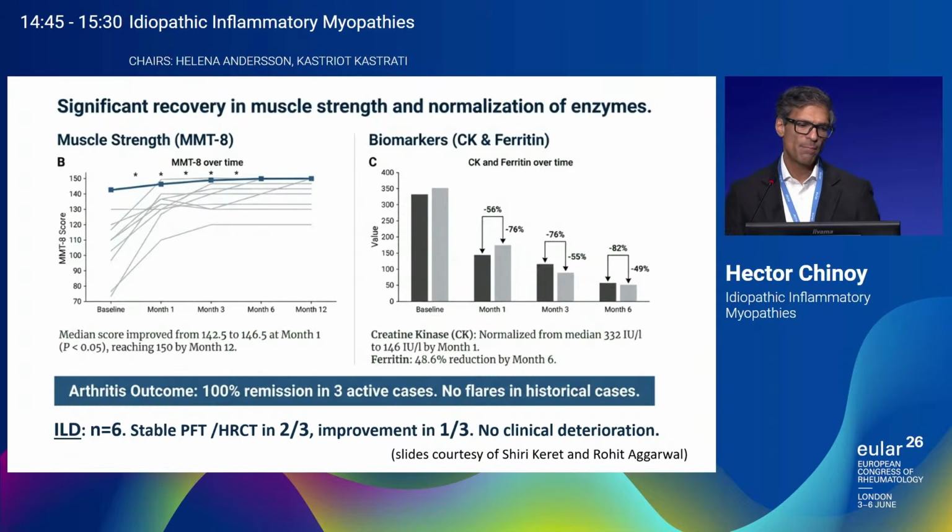So if you look at the mean MMT8 over time, you can see an improvement up to month 12 once they started anifrolumab. And then on the right-hand side, we've plotted out CK and ferritin over time. And you can see this normalization from a median of 332 to 146. What you have to bear in mind is with these patients, there's a profound improvement in what looks like a highly refractory group of patients.